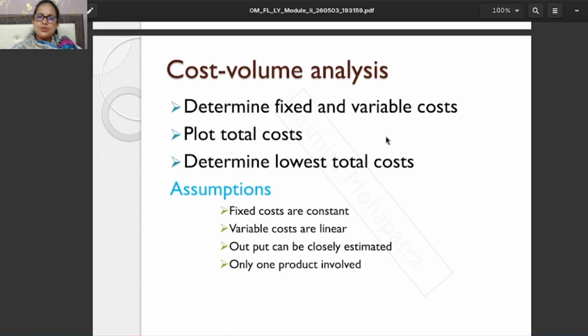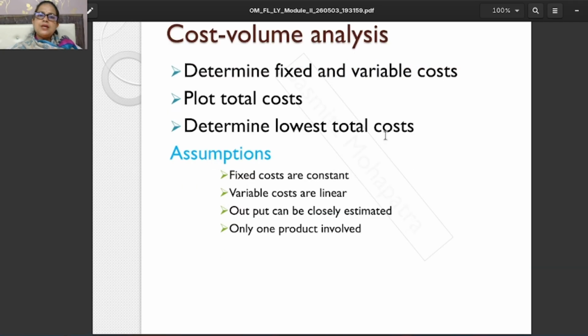First one is our cost volume analysis. In cost volume analysis, we go for analysis. This is also called a quantitative analysis, because we analyze in quantitative terms. Means how much quantity we are going to produce, what is the volume of production, and what is the cost associated with it. So this is also called a break-even analysis. So we determine the fixed and variable cost, so that we can find the total cost. Then plot the total cost. This is the method of cost volume analysis.